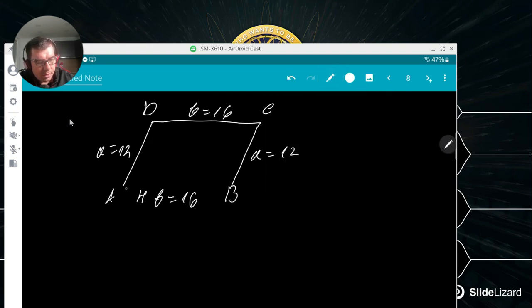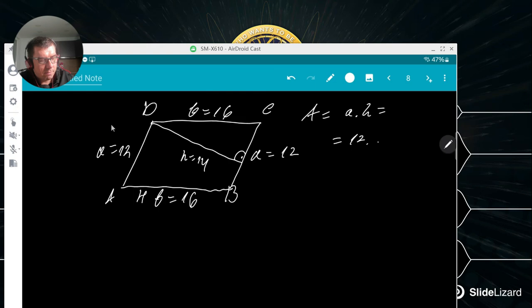My height is going to be towards the smaller side. So this is my height, which is 14. Now in this case I have no problem, because my hypotenuse is 16 and the side is smaller than the hypotenuse, so we are fine here. And therefore the area will be A times h, which is 12 times 14, which is 168 centimeters squared, and that's the answer.